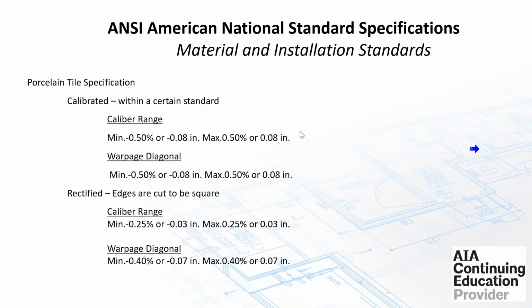Again, this gives you a little bit of an idea of calibrated versus rectified, the minimums and maximums. You can see the caliber range, and then minimum for the rectified is much tighter. It's actually twice as tight. And the same thing's true of dimensional warpage and warpage diagonal. So much tighter on the rectified, and that's the way it should be.